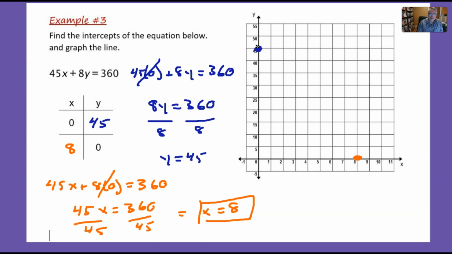Now trying to draw the line. So the line will kind of look like this. All right, so I'm going to try to draw the arrows this way. So there's one arrow, and there's the other arrow. This line goes forever in both directions. All right, that's the graph of this line.